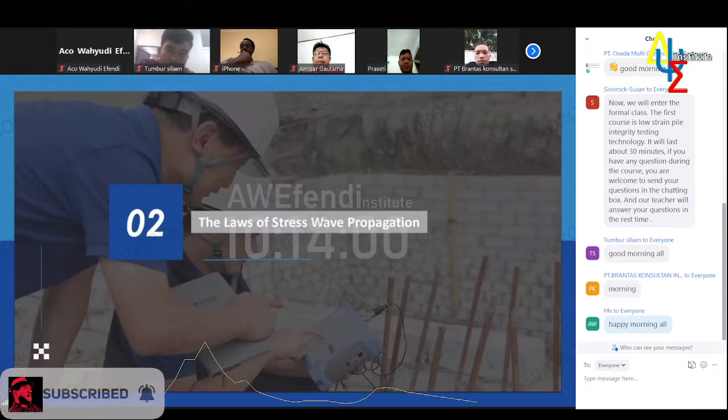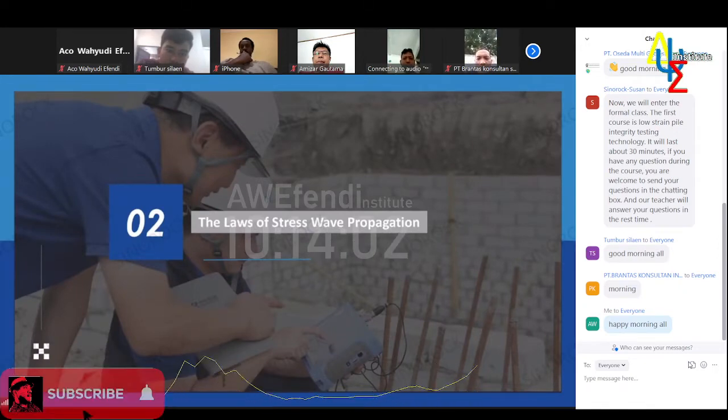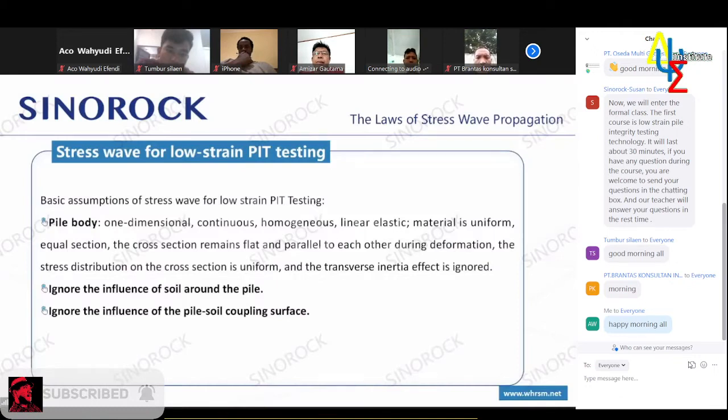Let's take a closer look at the laws of stress wave propagation. We have seen some laws of stress wave propagation in the rod. So how to introduce the stress wave into the low-strain integrity testing of foundation piles? We need to make some assumptions about the foundation pile.